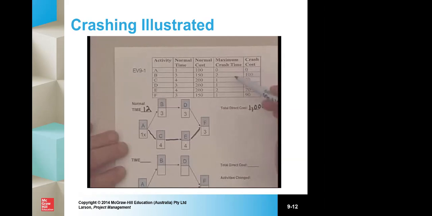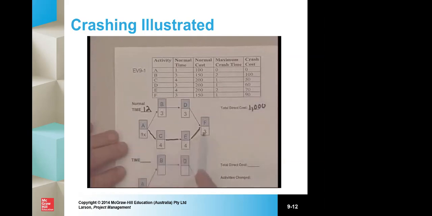But activity B could be reduced all the way to 1 day in terms of time, and for each day would be $100, let's say. So if we're going to take it from 3 to 2 would be 100, and from 3 all the way to 1 day it would be $200. Activity C and D, we can take off 1 day, cost of 50 and 60. E is 2 days, $70 each, and 1 day for activity F at $90.